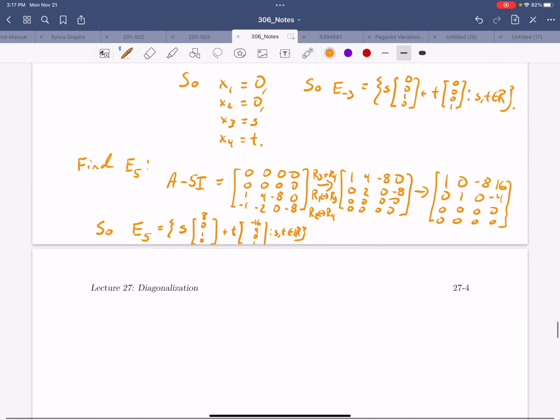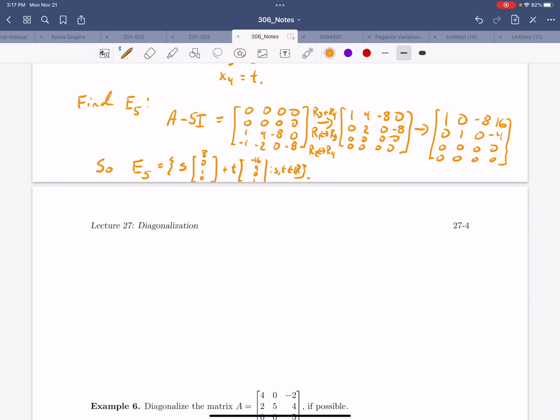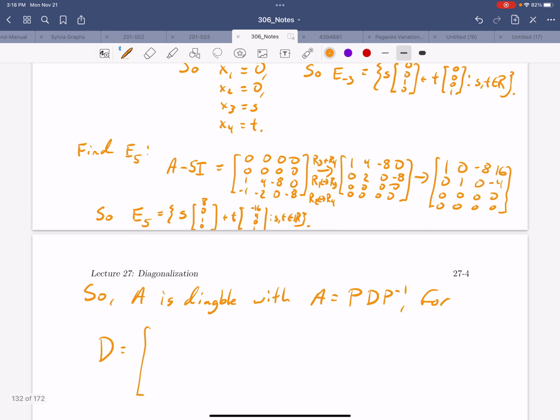All right, so we have the eigenspaces. So with this knowledge, we know that A is diagonalizable. And A is going to equal P D P inverse, and now D is going to equal, it doesn't really matter which way you write your eigenvalues, but whatever order you write them in, you have to write the eigenvectors in that same order.